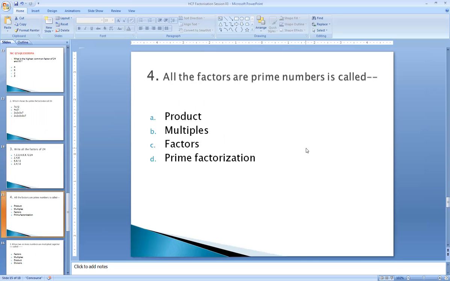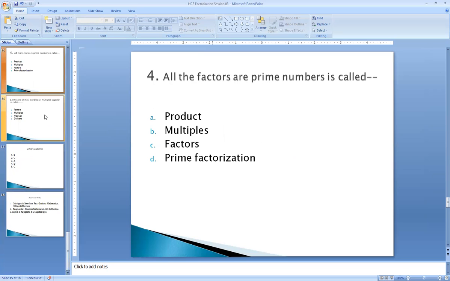Now we should check what are the factors, all the factors that are prime numbers, whether it is called a product, a multiple, or a factor, or it is called prime factorization. Prime numbers means we should see that it will be the prime factorization. So you have to check among these answers what all the factors of prime numbers is also called, as product, multiples or factors, or it can also be called prime factorization.